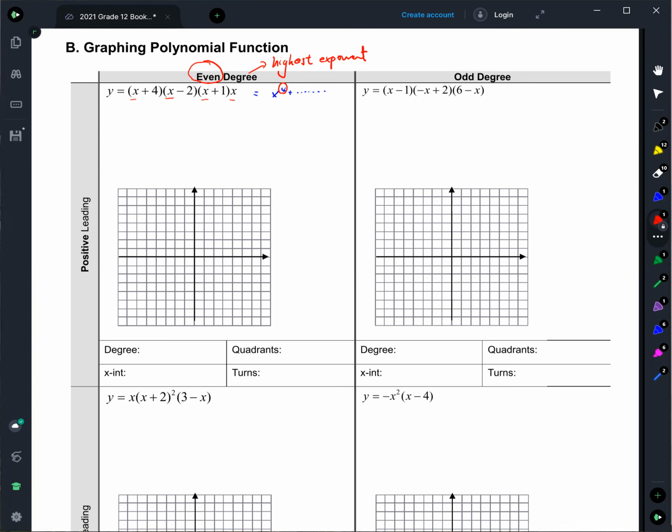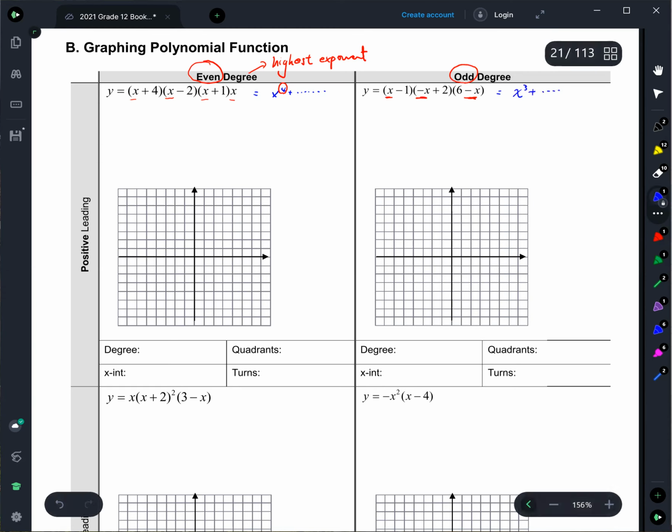And then on the right side, we have the odd degree. Okay, so for example, you look at here, you have x times negative x times negative x. So you will end up with x to the cube, right? Because negative times negative will give you positive, right? Plus other terms, if you multiply everything out. Okay, so this one belongs to odd because you have a 3, right? Odd means 1, 3, 5, 7, right? Those numbers. So all the odd degree graphs will look similar, okay?